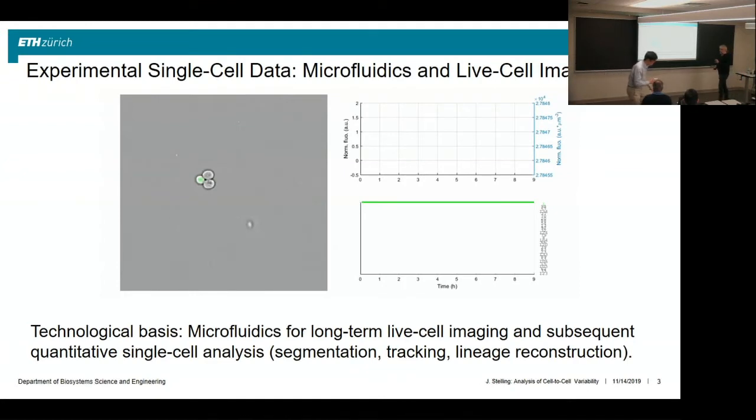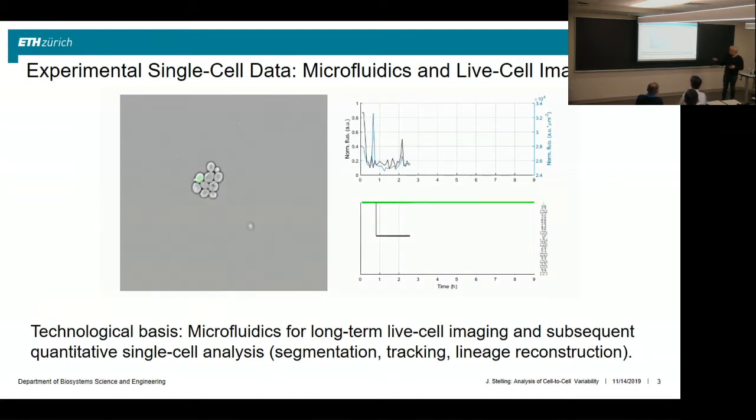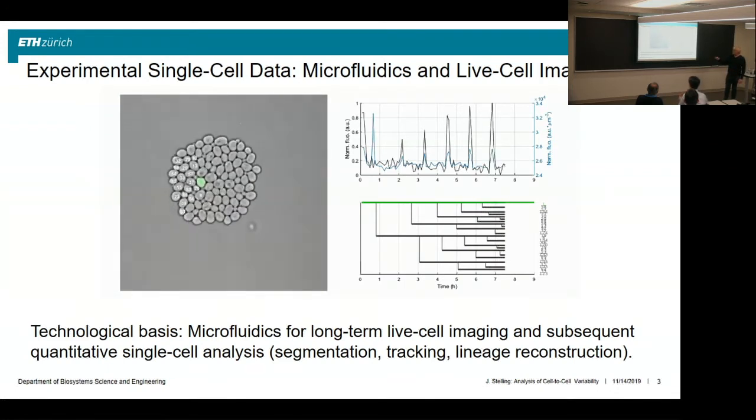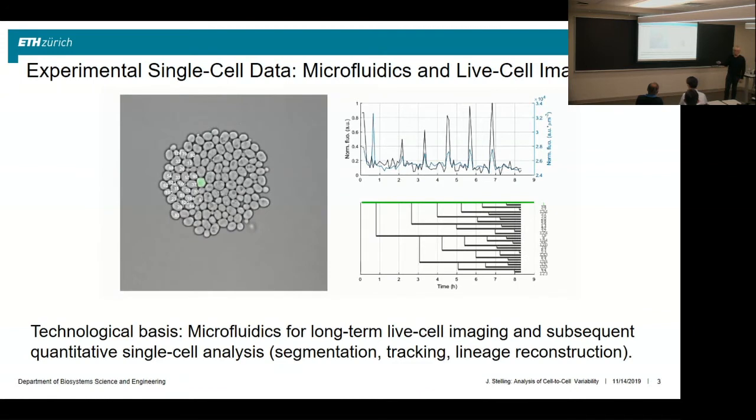So the experimental background, just very briefly, that's from our own experimental data. That's what we do. For instance, under the microscope here, you see a cell, this green one here. We do time-lapse imaging. We follow these cells over time, evaluate things like the fluorescence intensity over time, and at the same time, we see how this colony essentially expands. We get the lineage information here, so that's again the green cell. They give rise to daughter cells, and we get essentially this complete information.